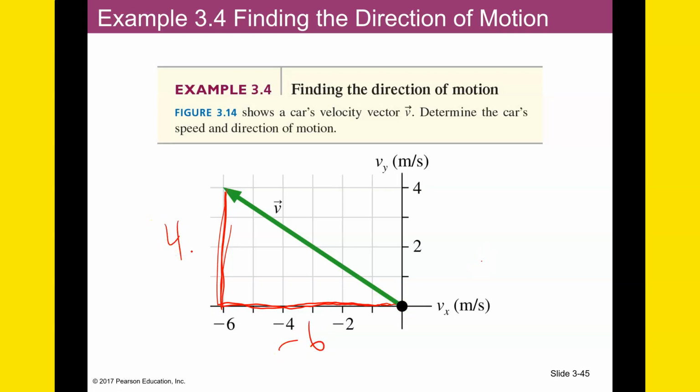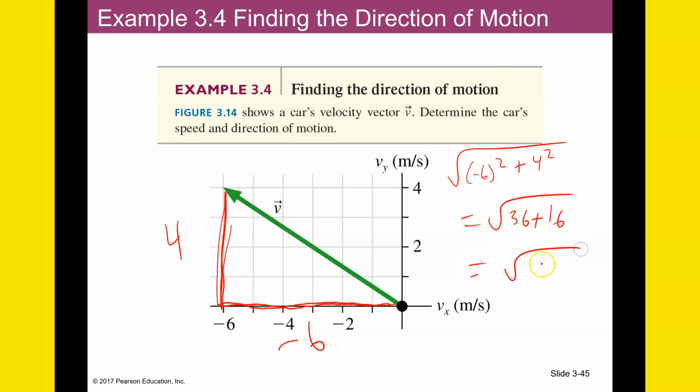And I'm Pythagorizing that thing. It's the square root of negative 6 squared plus 4 squared, which is the square root of 36 plus 16, which is the square root of 52. Is that the square root of 52? If I can add correctly, which I don't always do. I do think I did it right in this case.